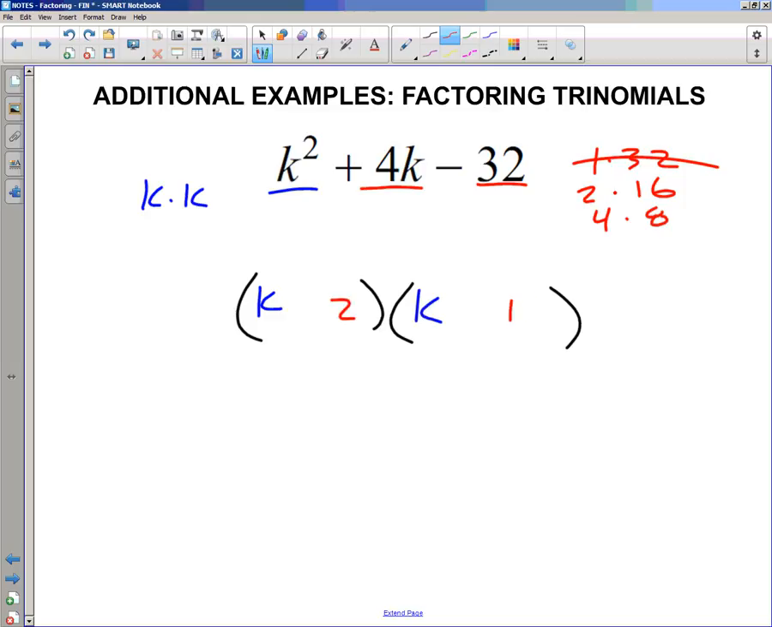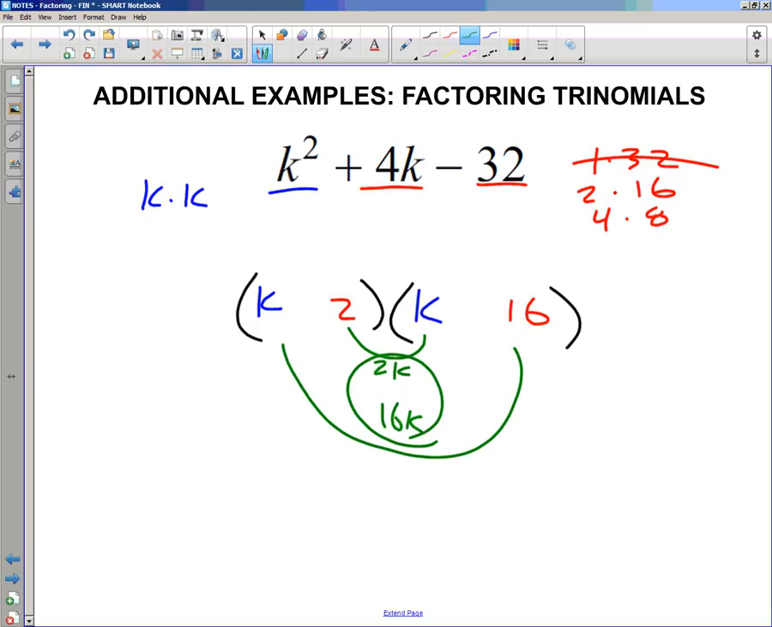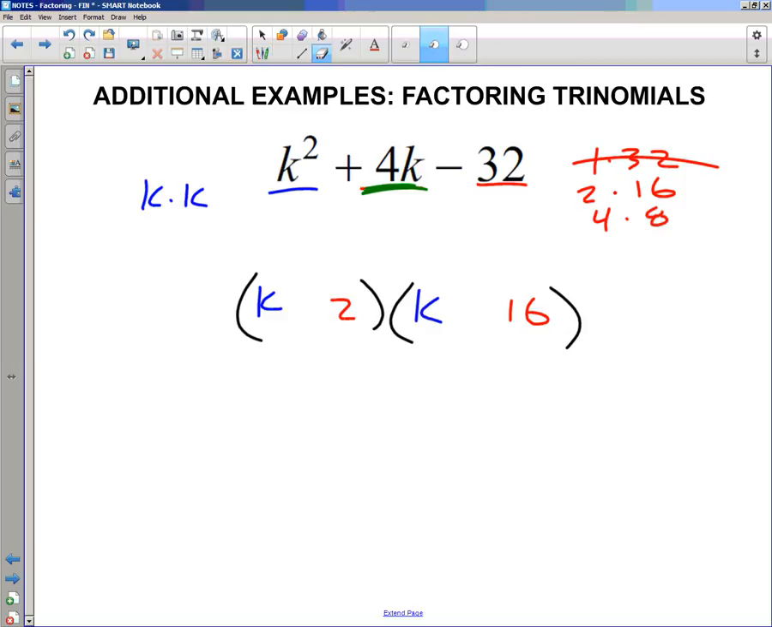We could try 2 and 16, just to illustrate how we check. We do 2 times k to get 2k. We do 16 times k to get 16k. Is there any way I can combine a 2k and a 16k, either positive or negative, to get this 4k that I'm looking for? The answer is no, so 2 and 16 is not going to work either. We could switch to 16 and 2, but since it's already k and k, it would be the exact same thing. It's not really going to change anything, so let's eliminate that as well.